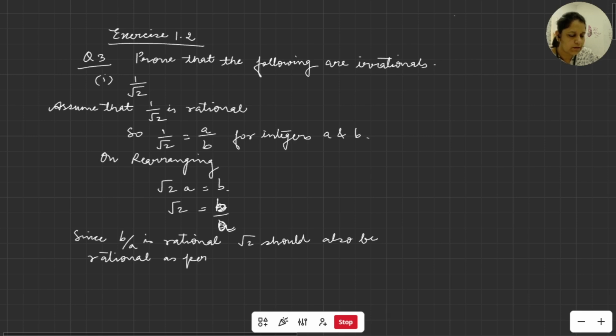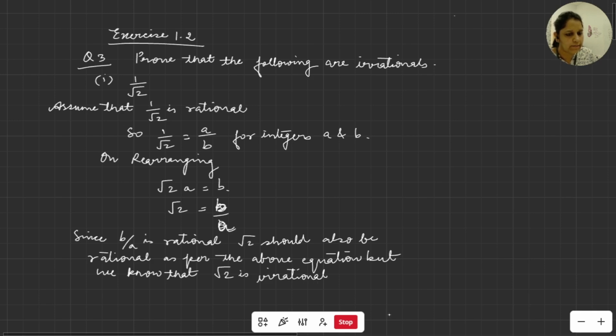As per the above equation. But we know that root 2 is irrational, which contradicts our assumption. Hence 1 by root 2 is irrational.